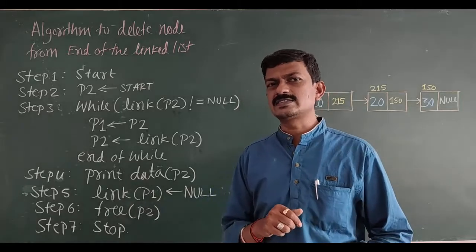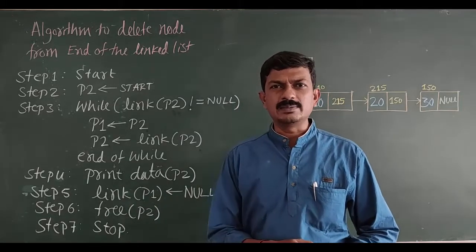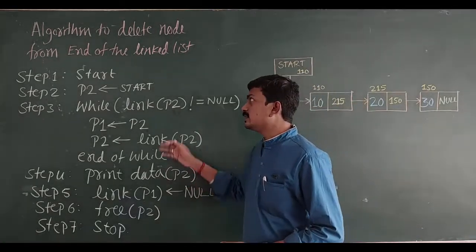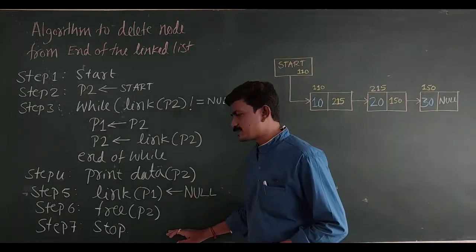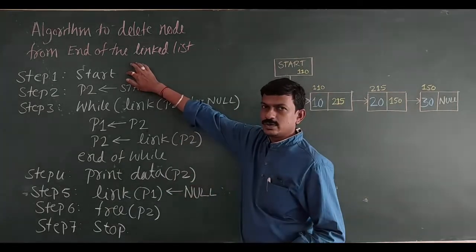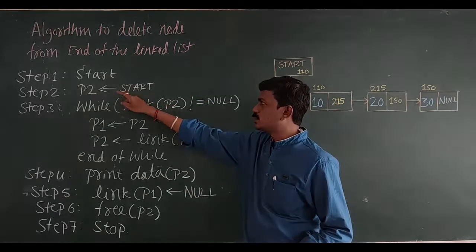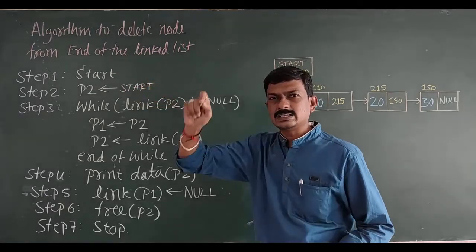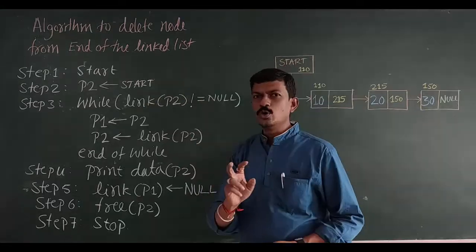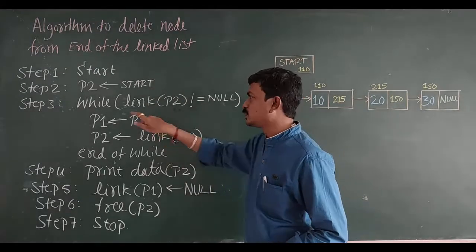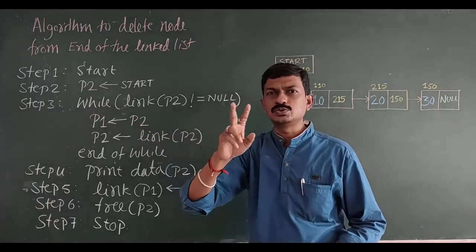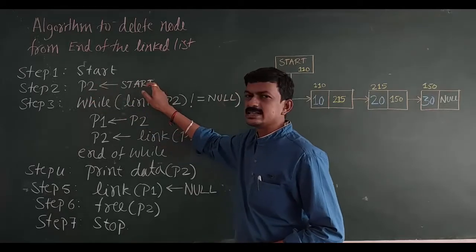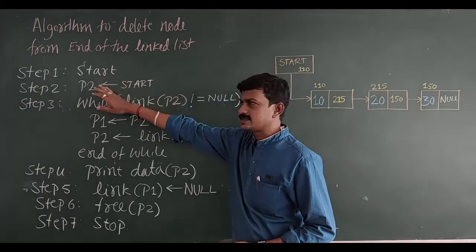Now in this class we are discussing deleting a node from the end of the linked list. This algorithm consists of 7 different steps. Step 1 start, step 2 P2 equal to start. It is the actual start of the algorithm. The content of the start pointer is assigned to P2. I am utilizing 2 pointers in this algorithm, P1 and P2. For P2 I am assigning the start pointer.